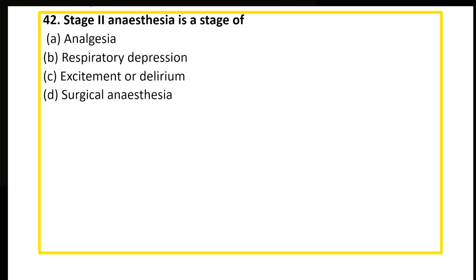Question number 42. Stage 2 anesthesia is a stage of, sorry for that, I guess one or two slides I have repeated, just copy paste because of that. Stage 2 anesthesia is a stage of analgesia, option A; B, respiratory depression; option C, excitement or delirium; and option D is surgical anesthesia. So the correct answer is excitement and delirium.